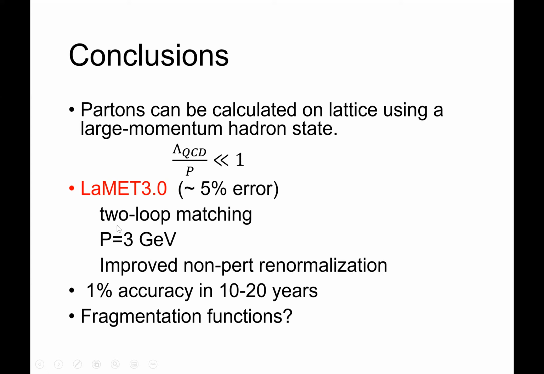People have done two-loop matching so far, but it hasn't been widely used. So far, most calculations are around P_z equal to 2 GeV. I think in the near future, people should be able to do 3 GeV, and with improved non-perturbative renormalization, in a decade or two, maybe we can expect 1% accuracy for distributions.